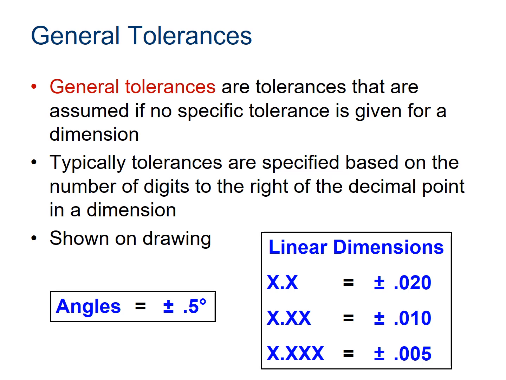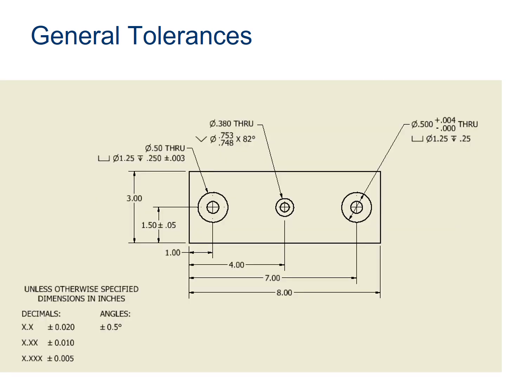These are general guidelines here. So I've got that plus or minus 0.020 for x point x. For x point xx, that means I'm going to have a plus or minus 0.010. And then x point xxx, that means I'm going to have a plus or minus 0.005. These are generally accepted general tolerances for linear dimension. Okay, so if you'll notice down bottom left here, this is how it's specified on the drawing.